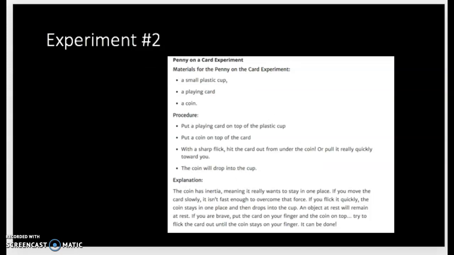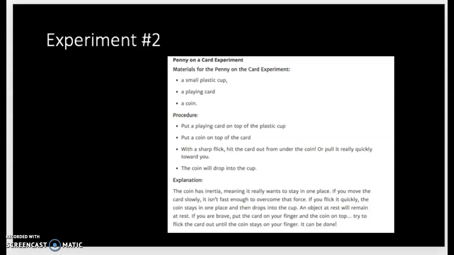Okay, experiment number 2. Get any type of cup and get any type of playing card. So it can be an Uno card or a deck of cards, or it can even be like a piece of paper. That would be fine too. And a coin. Okay, now place your cup, place the card on top of your cup, and then the coin on top of your card.